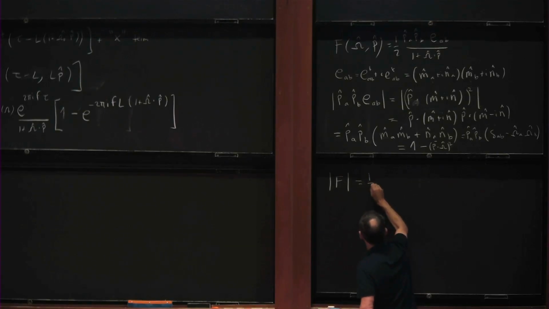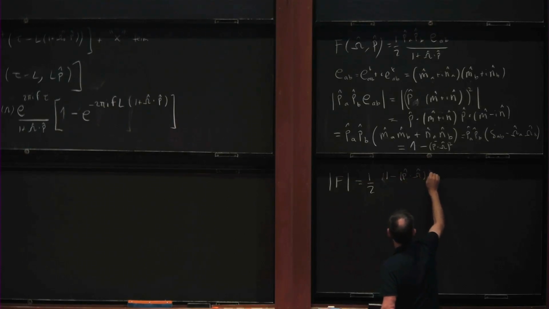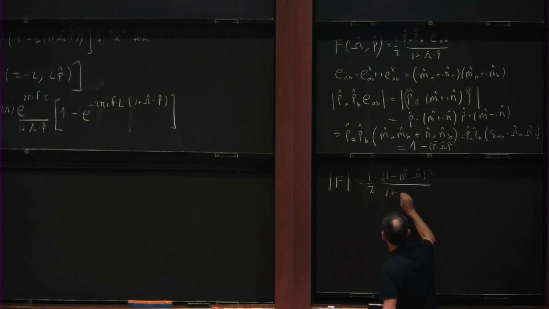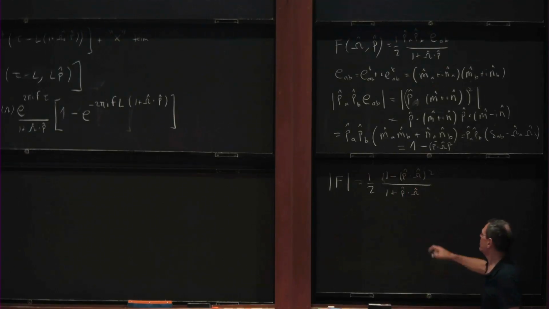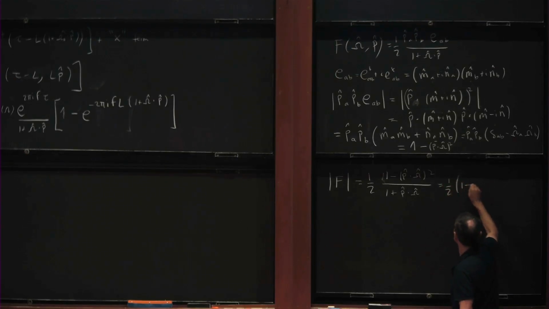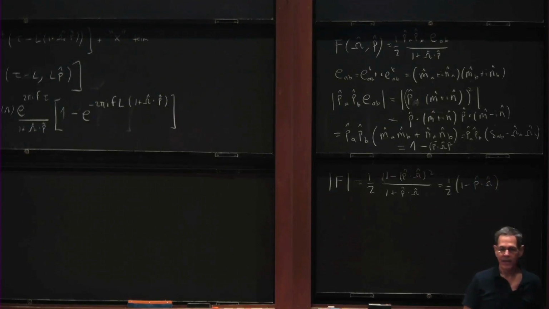Well, it's 1/2 the modulus of the numerator. That was 1 minus p hat dot omega hat. Sorry, it's 1 minus p hat dot omega hat squared. And then in the denominator, there's a 1 plus p hat dot omega hat. But of course, I can rewrite this as 1 plus p hat dot omega hat times 1 minus p hat dot omega hat. I can cancel out the common factors. And so that's just 1/2, 1 minus p hat dot omega hat.